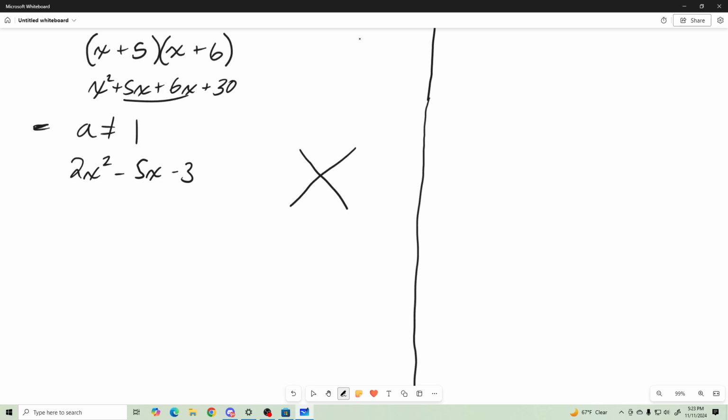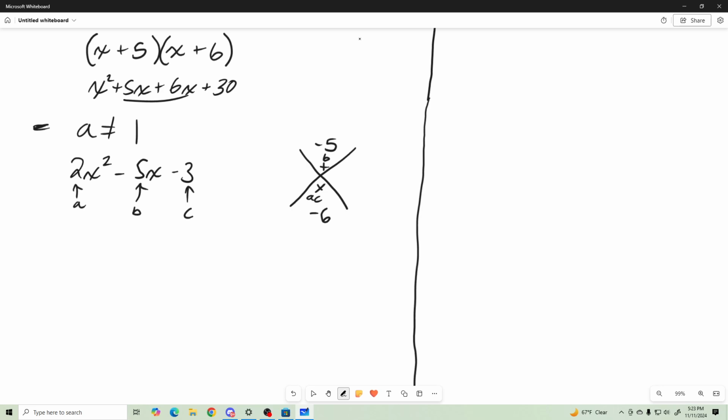And the idea is we want to know what multiplies to get our AC. Remember that this is like A, this part here is B, and this part here is C. So we want to know what multiplies to get AC, which in this case is negative 6, that also adds to get B, which in this case is negative 5. So we want to know what are the factors of negative 6 that give us negative 5.